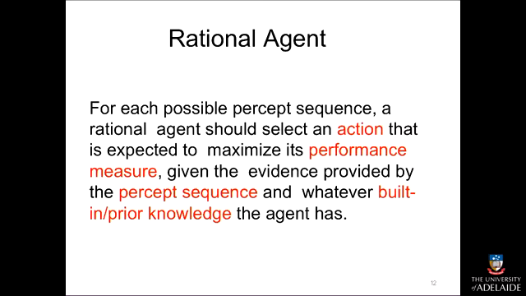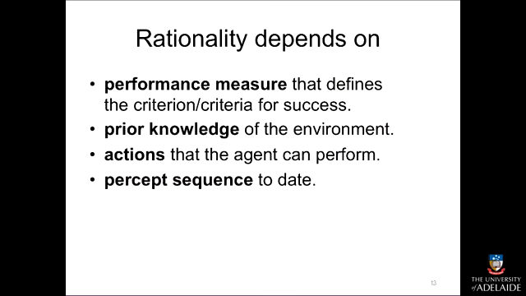Of course, the devil is in the detail. What do we actually mean by the performance measure? So the rationality depends critically on this performance measure that defines the criterion, or the multiple criteria, for success of the agent. Prior knowledge is knowledge about the environment, stuff that perhaps has been coded in by the designer, or perhaps information that has been bestowed upon the agent by some oracle. Obviously the actions are the things that the agent can do to the environment, and the percept sequence is the things that have been observed about the environment from the start of time to now.